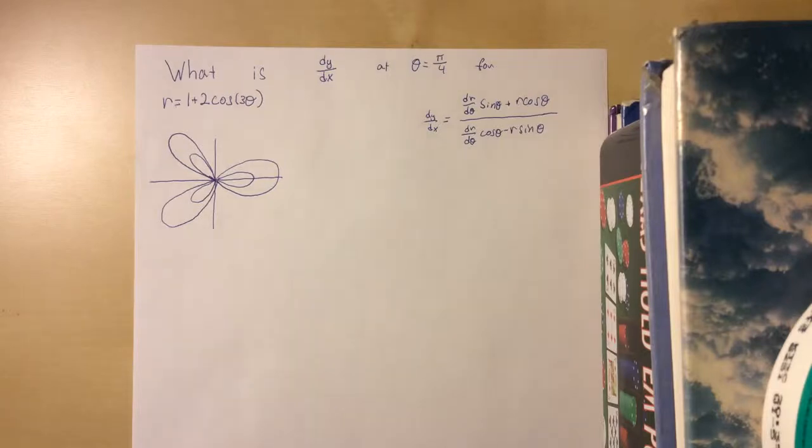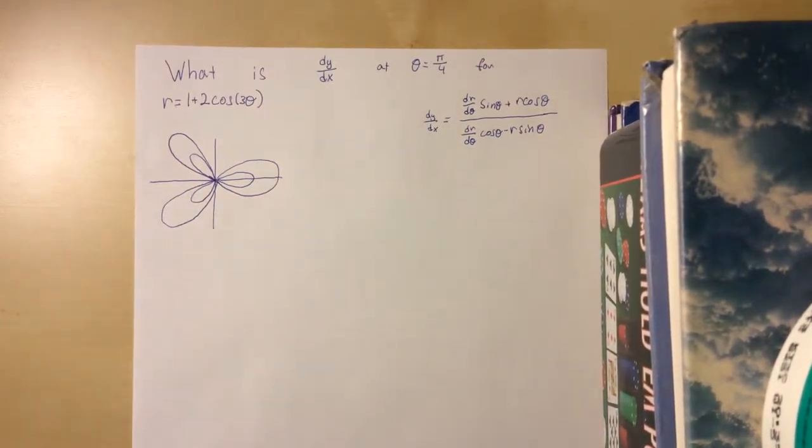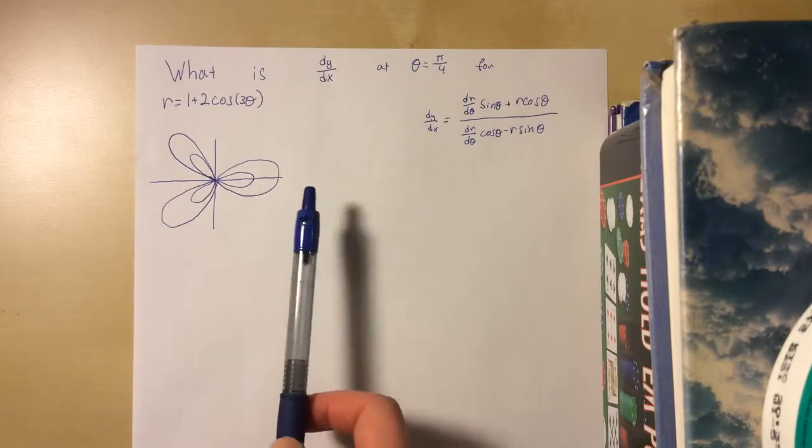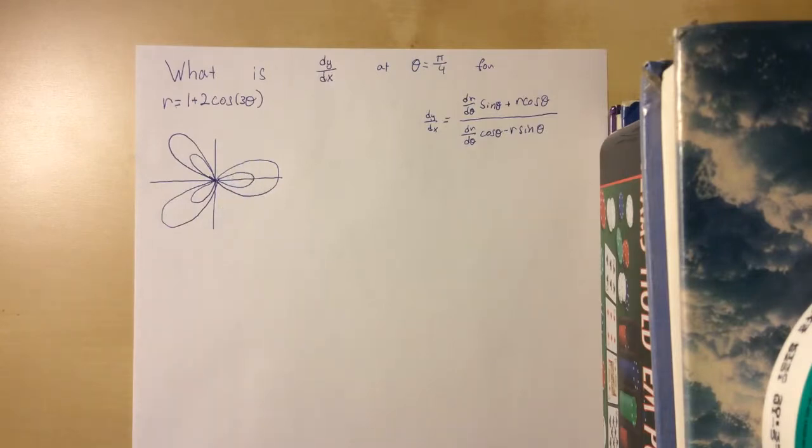So here's another practice problem for finding tangents to polars. The question is, what is the slope of the tangent line at theta equals pi over 4 for the equation r equals 1 plus 2 cosine 3 theta? So here's a graph of r equals 1 plus 2 cosine 3 theta. We have 3 petals and 3 little petals inside of them. It's a pretty cool graph.